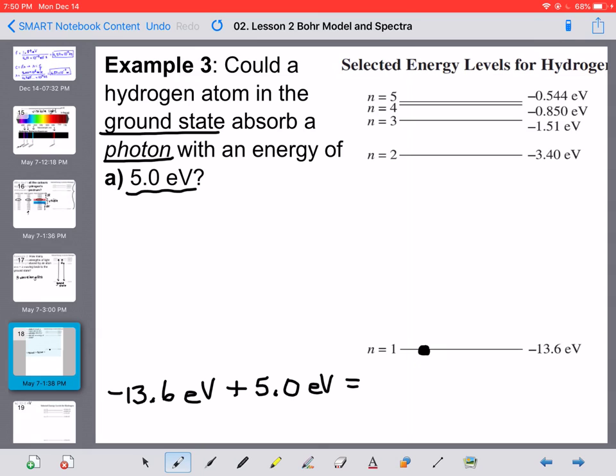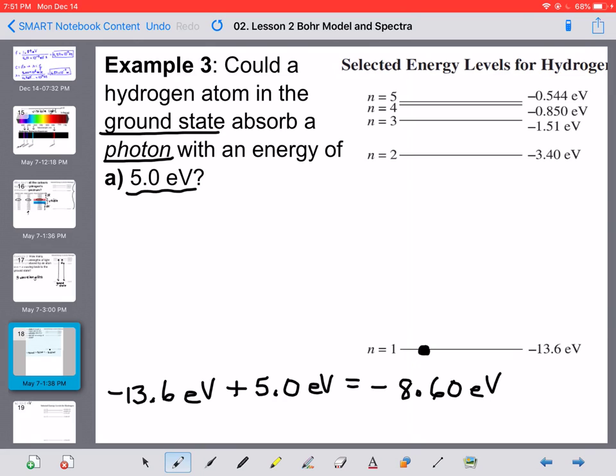So this is kind of like saying you have negative $13.6 in your bank account, and you get an extra $5 and you deposit it. I want to know how much money is in your bank account now. Now you're going to have negative 8.6 electron volts in your bank account.